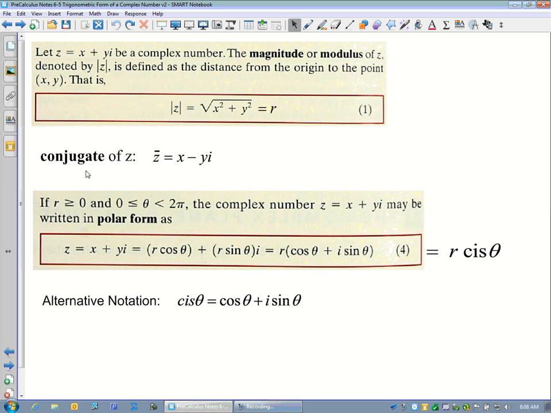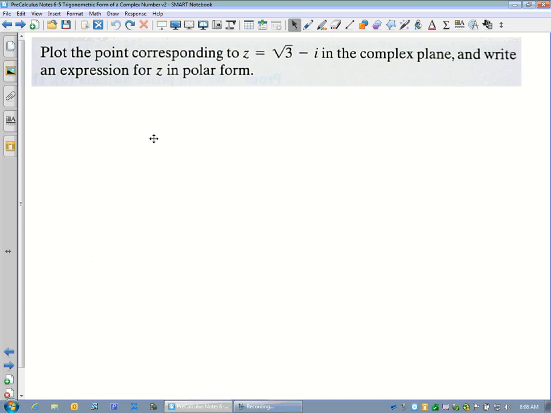Alright, so let's look at some examples. Let's see what we need to be able to do with these. Let's say that we're asked to plot this point, which is z equals square root of 3 minus i, and then we also want to convert it to polar form. Right now it's in rectangular form. We're going to convert it to polar form.